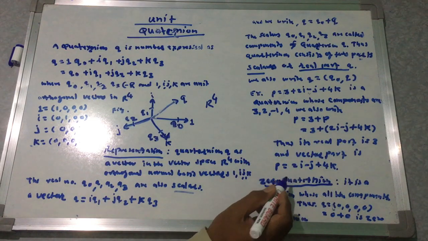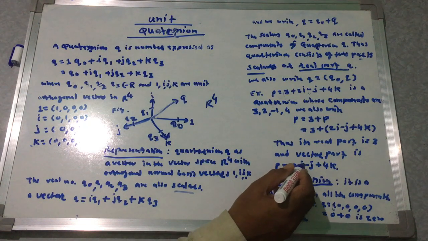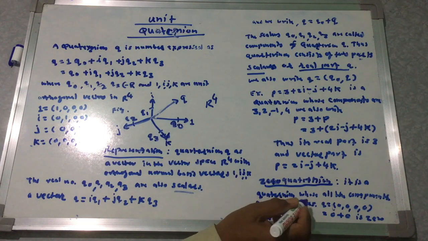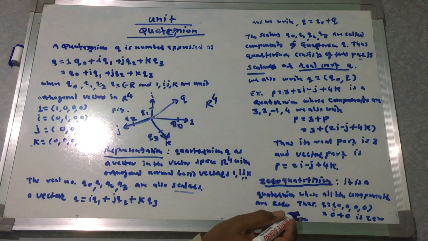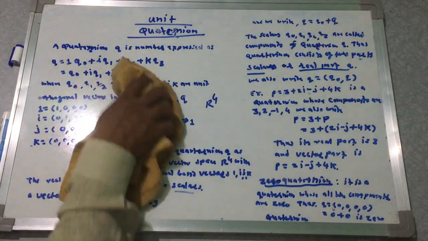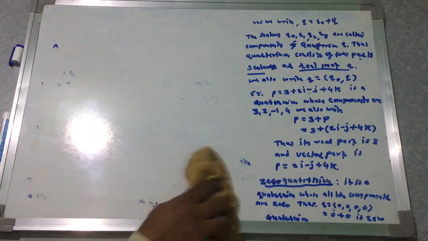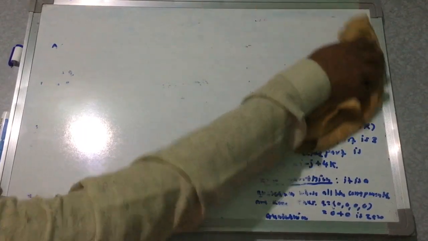Here the zero quaternion is a quaternion whose components are all 0. Thus Q = (0, 0, 0, 0) = 0 + 0, that is the zero quaternion. Hence we have some examples.